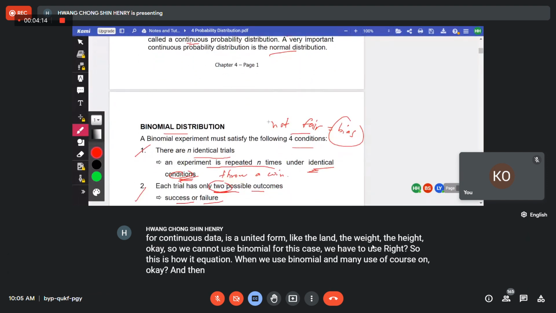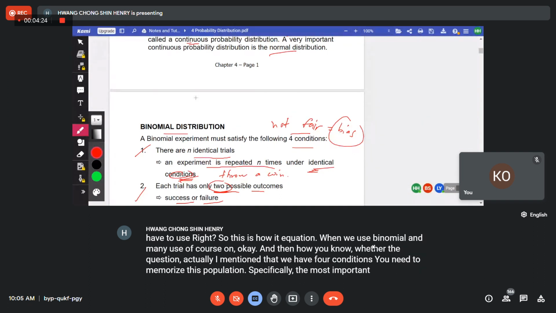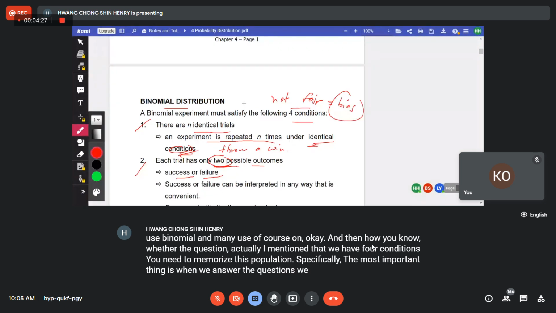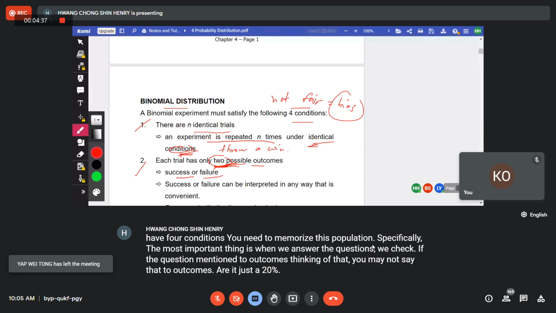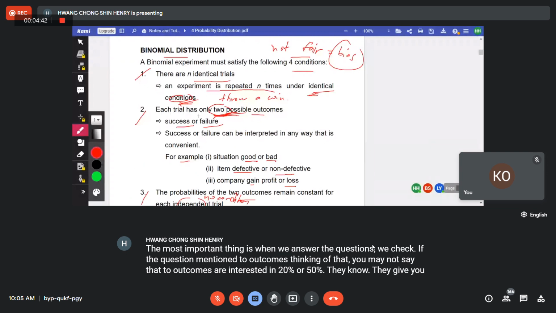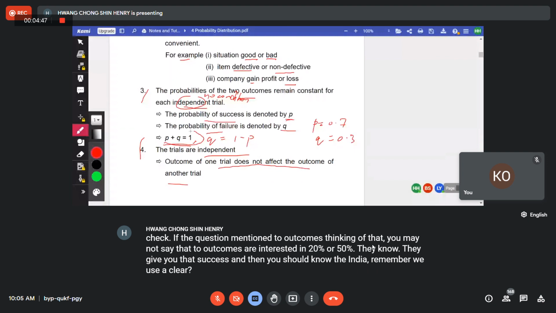Okay, and then how do we know whether the question is actually testing binomial? I mentioned that we have 4 conditions. You don't need to memorize these 4 conditions. Basically, the most important thing is when we answer the questions, we check if the question mentioned 2 outcomes. It may not say that 2 outcomes, it may just say 20%, or 50%. Then you know, they give you the success, and then you should know the failure. Remember, we use P and Q. So from there, you know already there are 2 outcomes.